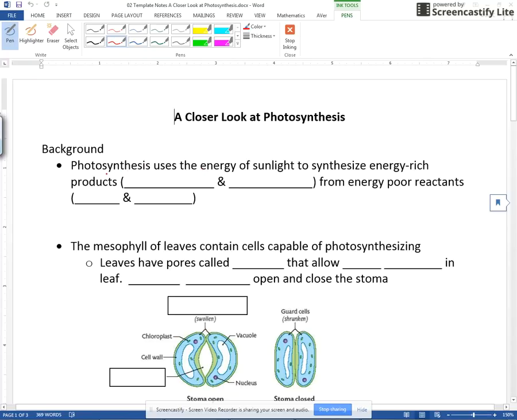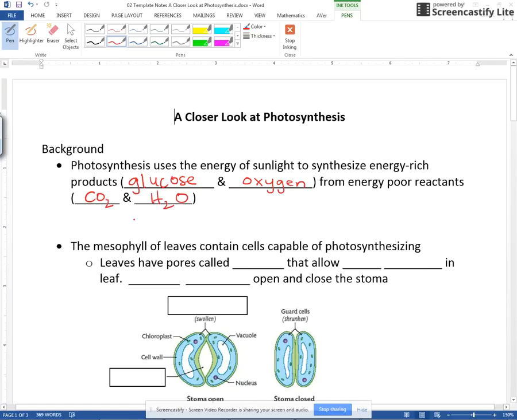Alright, starting off, photosynthesis uses the energy of sunlight. Remember, we're not making energy or anything like that. So we're using the energy of sunlight to make energy-rich products. So we're talking about anabolic pathways, right? The energy-rich products that we're talking about are glucose and oxygen. But we also are using reactants that do not contain a lot of energy. So things like carbon dioxide and water.